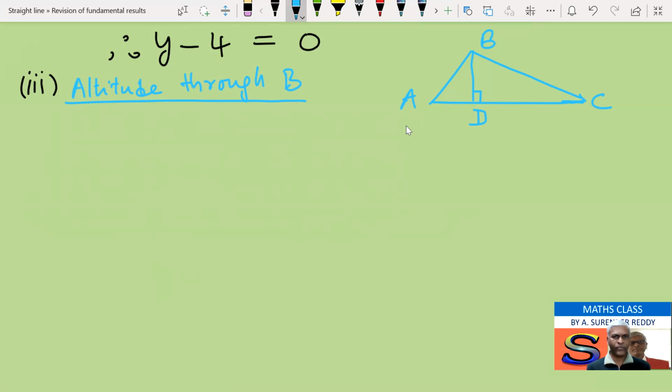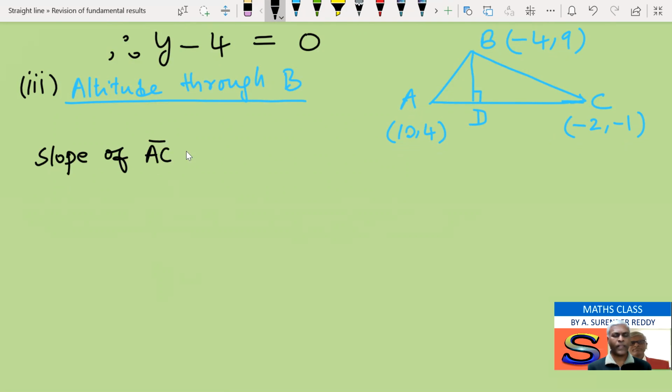Now what is A? A is (10, 4), and B is (-4, 9), and C is (-2, -1). So now, the slope of AC. First find the slope of AC. The formula is y2 minus y1 by x2 minus x1.